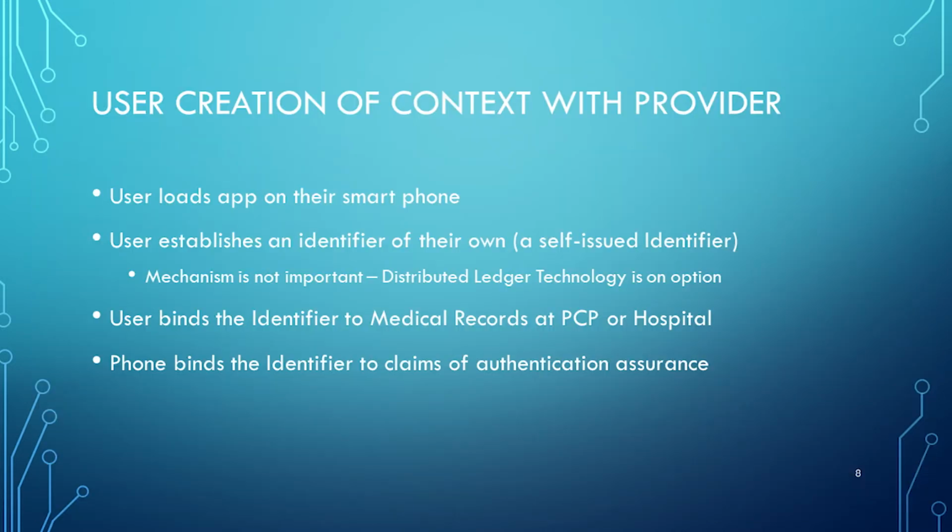So slide 8, the user creation of context with the provider. That I talked about a little while ago. The user gets the app, establishes the identifier of their own. This is either a DID or just a GUID. The mechanism isn't important to us. And then they bind that identifier to the medical records.